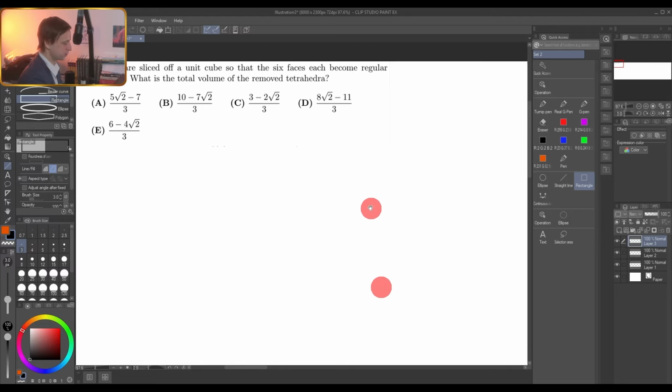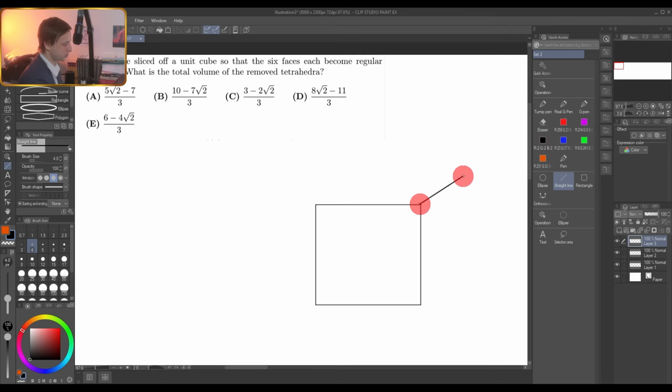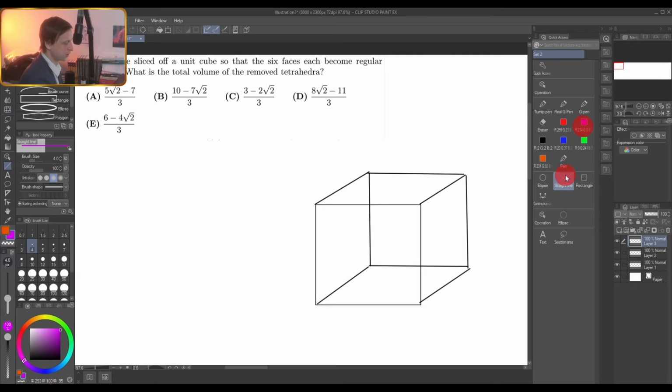So let's make a picture. We have a unit cube, so each edge is 1. So the cube looks like this. After that you cut the corners of this cube, and you get a figure. Each face of this figure is a regular octagon. Let's understand how it may happen.